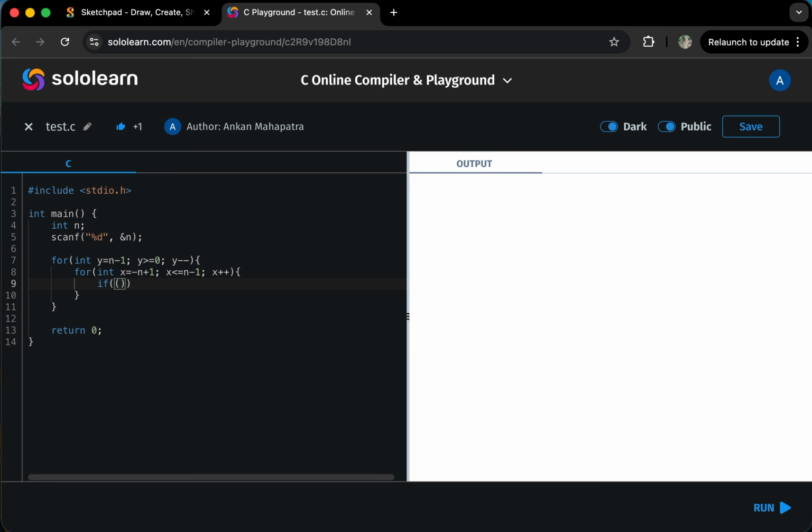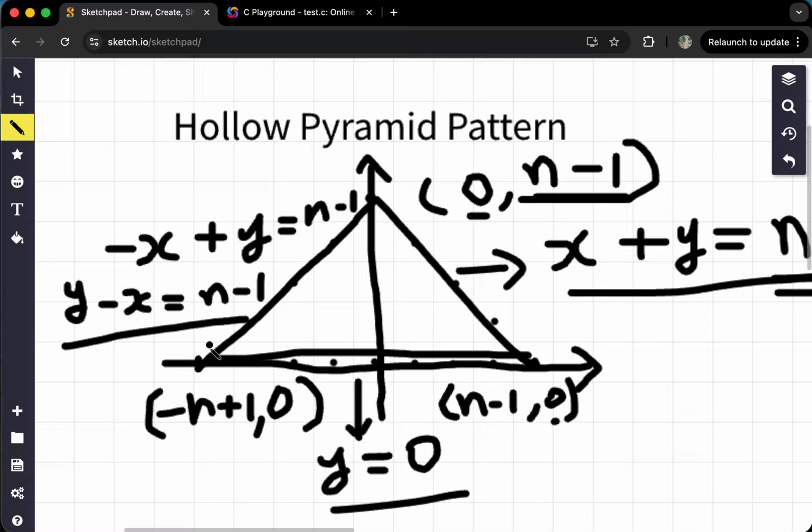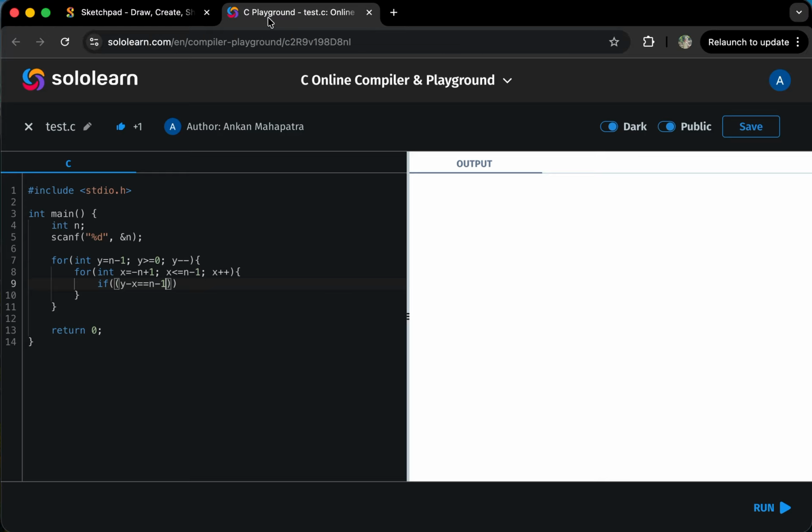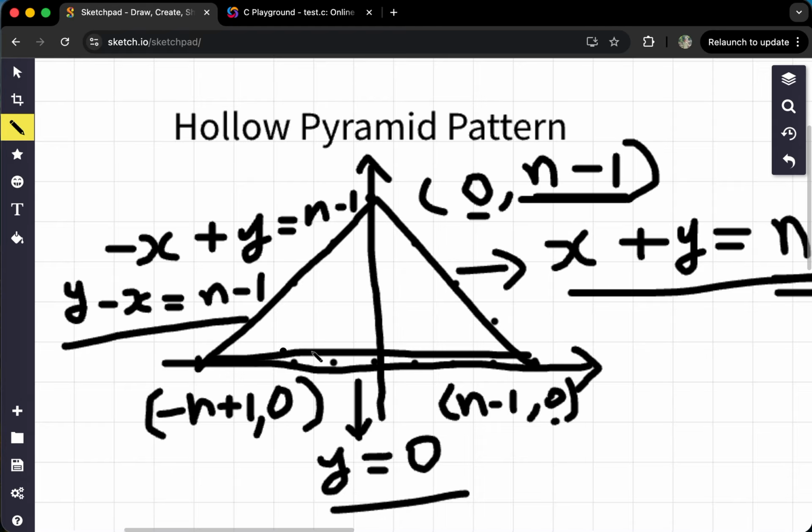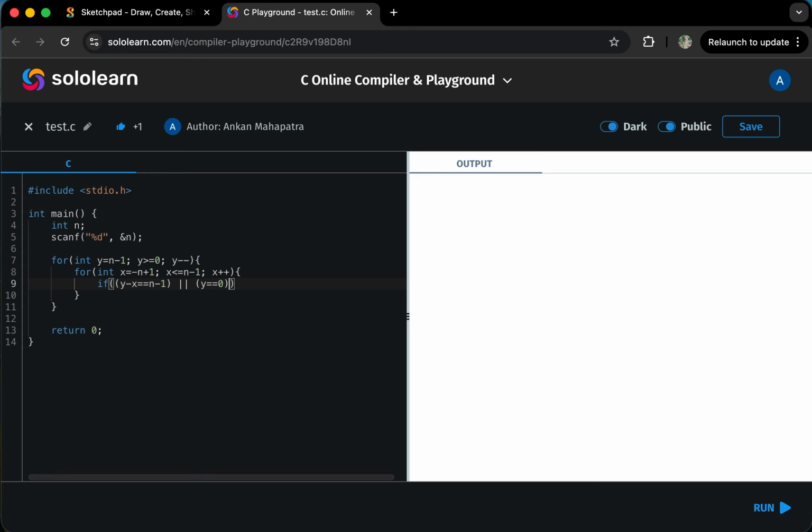So we have three line equations. So first line equation is y minus x equal to n minus 1. So this is our first line equation. Then we have y equal to 0, our second line equation. And coming to the third line equation, x plus y equal to n minus 1. So these are the three line equations that we have.